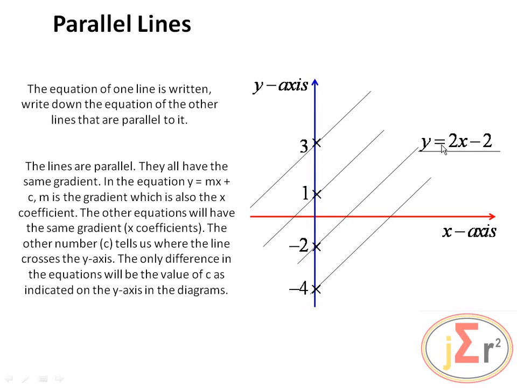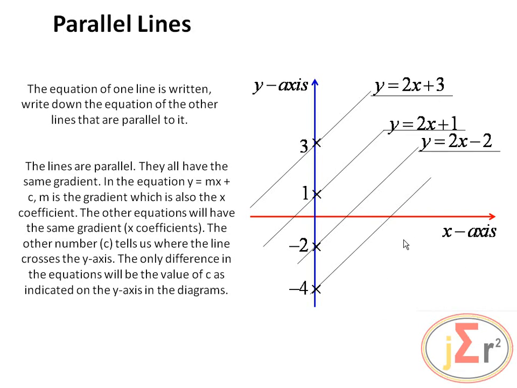So the first one we have is y is equal to 2x minus 2. That one must be y is equal to 2x plus 3. Why? Because the gradient is the same and the gradient is the x coefficient. Now we have this 3 that was discussed early in the lesson, which is the y-intercept. And we can pick up that y-intercept right there because it crosses the y-axis where y is equal to 3. So we just put the 3 right there.